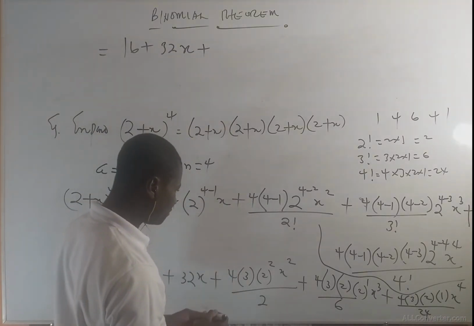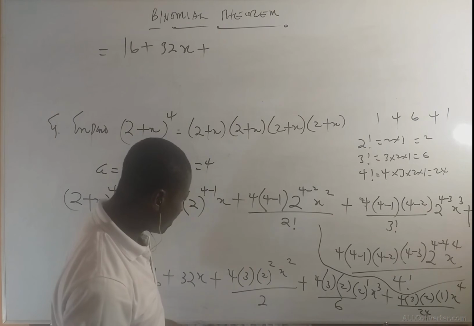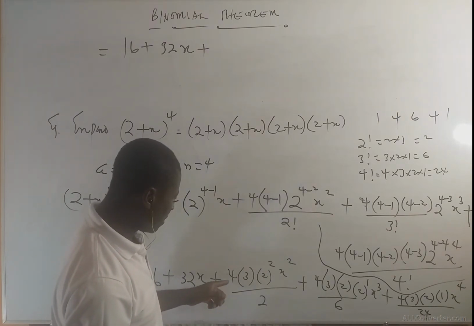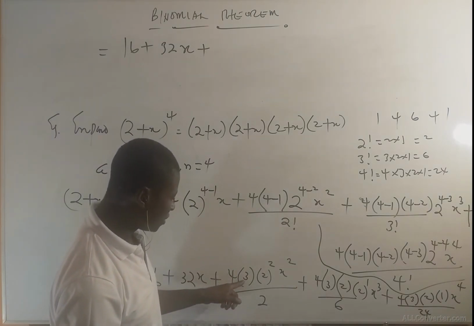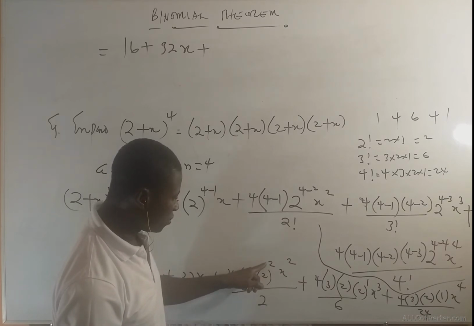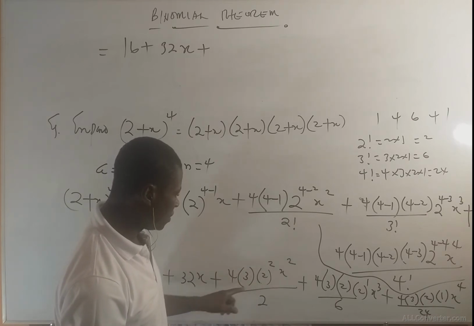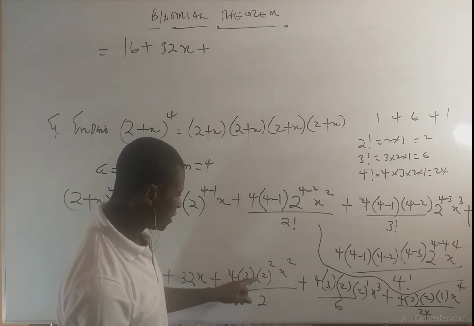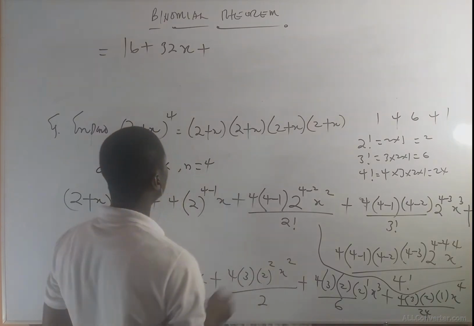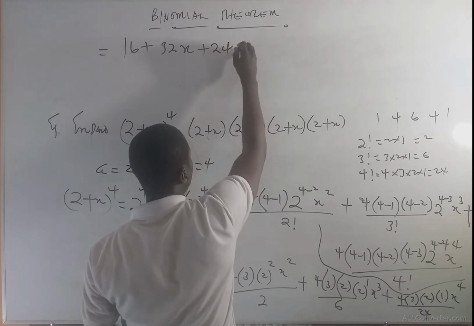Here, this one we simplify. So we have 4 times 3, and that will give us 12. Now 2 squared is 4. So if 2 squared is 4, then you have 4 times 3, that is 12. 12 times 4 will give us 48. But 48 divided by 2 gives us 24. So we are going to have 24x squared.